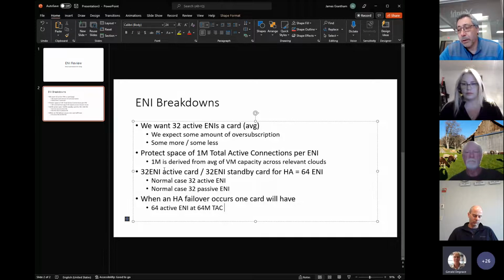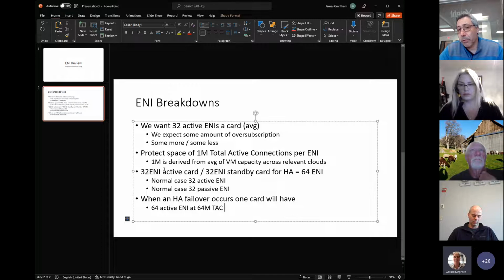Some numbers will change because you need to have space to have more ENIs, but not for more flows. The flow table, which is the dominant memory user, won't change, but some of the policy tables would of course have to be increased. So that is the consideration for ECMP.